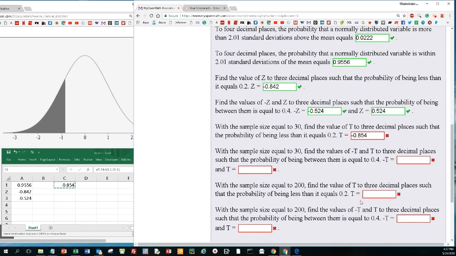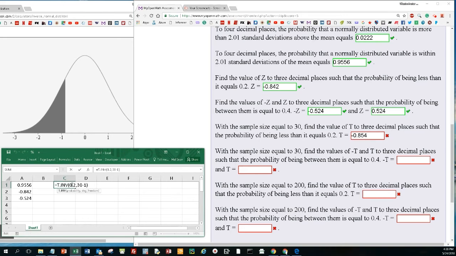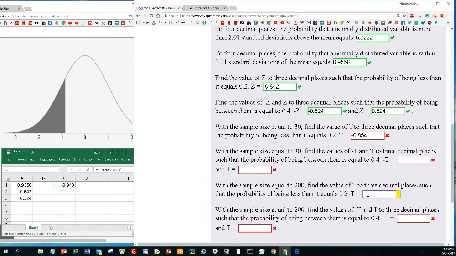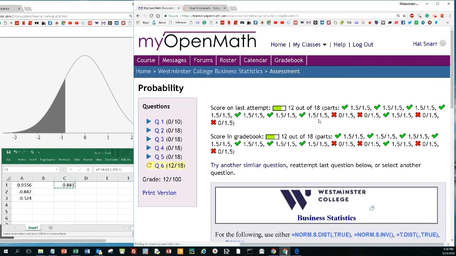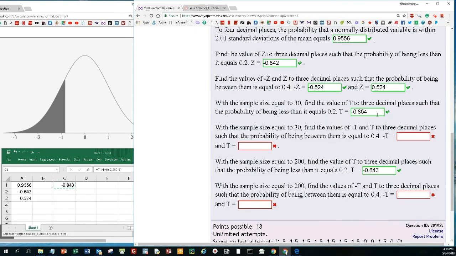Okay, we're going to go ahead and jump to this problem down here, because all we're going to do is change the sample size to 200 and find out what happens to the t value. So we're going to change the sample size from 30 to 200. Now our degrees of freedom are 199. When we hit this, we should get something really, really close to negative 0.842. And we get negative 0.843. Hit enter to see if we got them right. Okay, we got both those right.